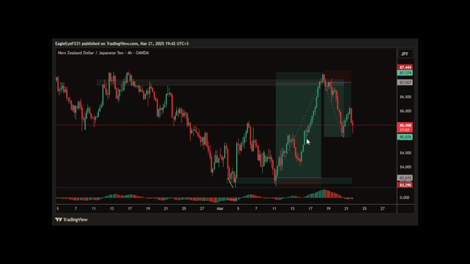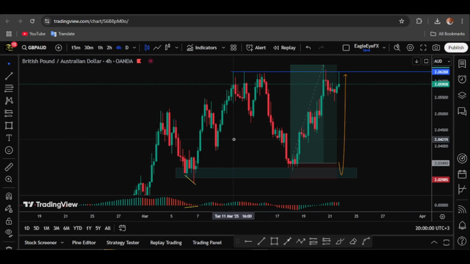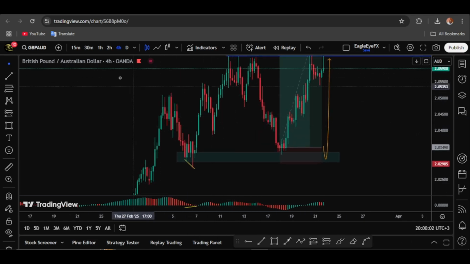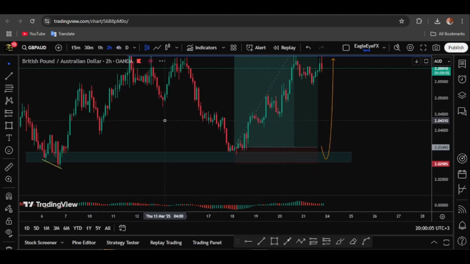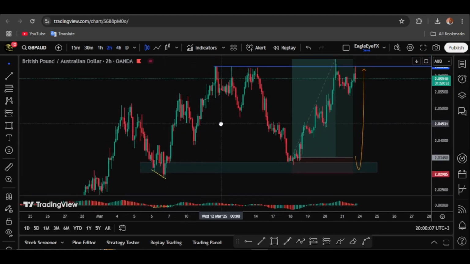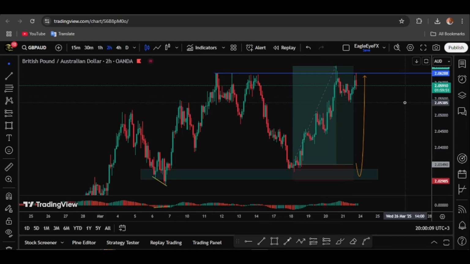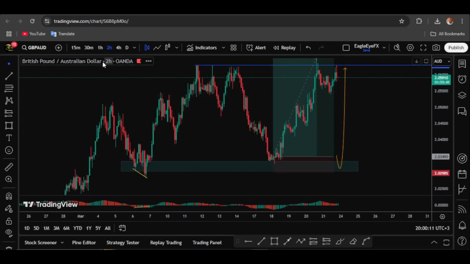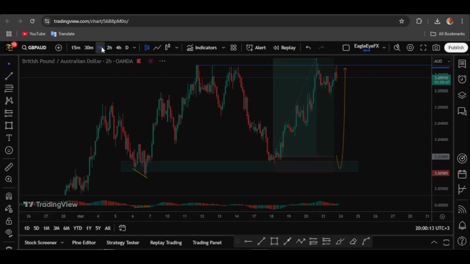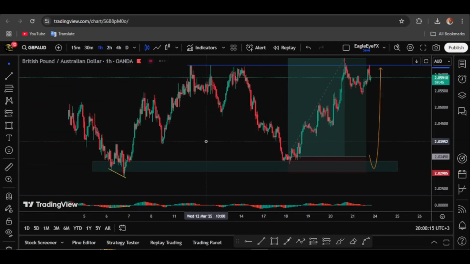So let's dive into the charts, and then we can practically look at these trades. Let me start with GBP AUD. As you can see, I think I took this trade. You can see the QM pattern over here on the 2 hour time frame, or on the 1 hour time frame. You can see here we had our lower low.